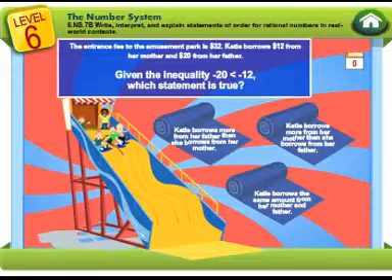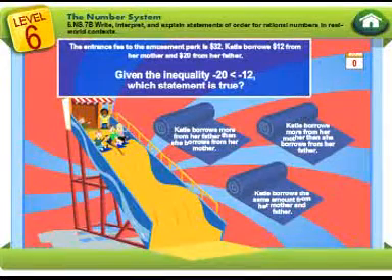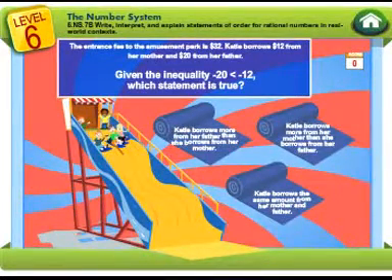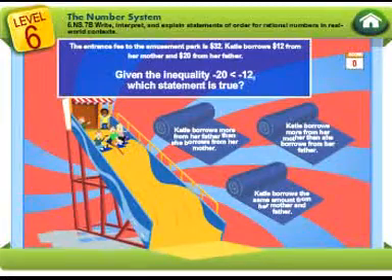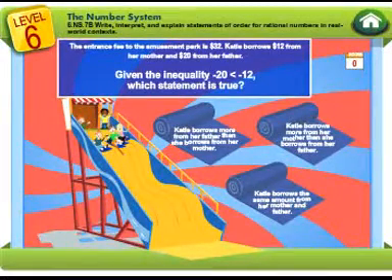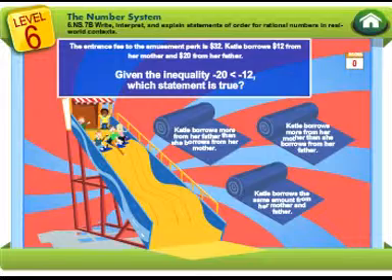The entrance fee to the amusement park is $32. Katie borrows $12 from her mother and $20 from her father. Given the inequality, negative 20 is less than negative 12, which statement is true?